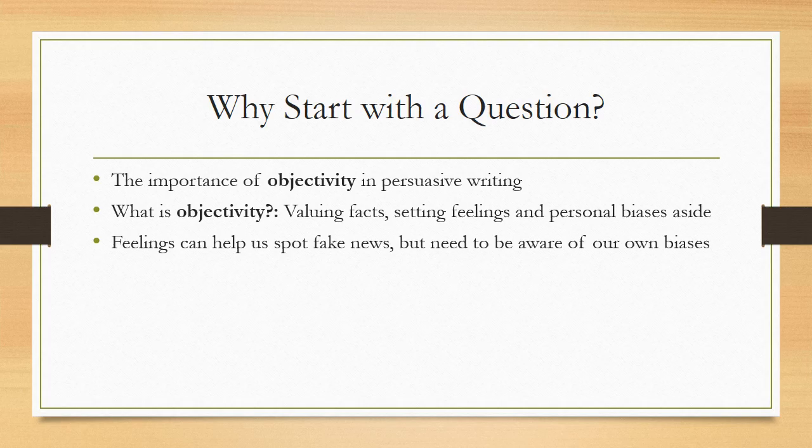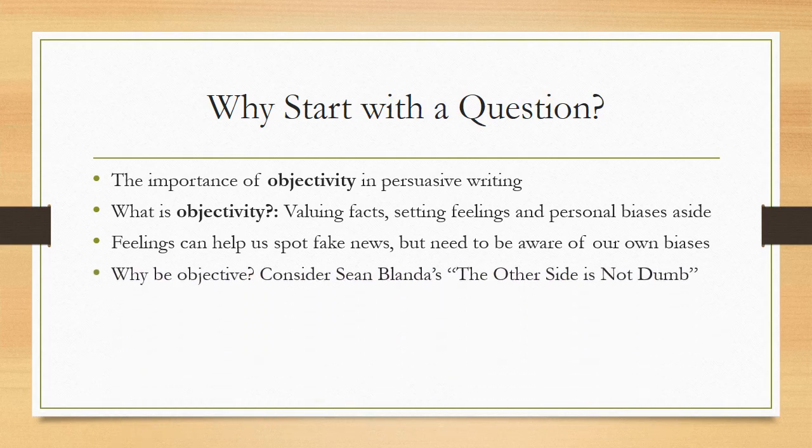Feelings can spot fake news, but we need to be aware of our own biases. I kind of already said that. Why be objective? Well, I asked you to at least skim or review Sean Blanda's The Other Side Is Not Dumb, which we read in lesson 1, because I think Blanda just makes such a good point there. We can learn from the other side, and that might be the most important thing you can learn in this class: don't dismiss someone's opinion just because we disagree with them. We can learn from them.